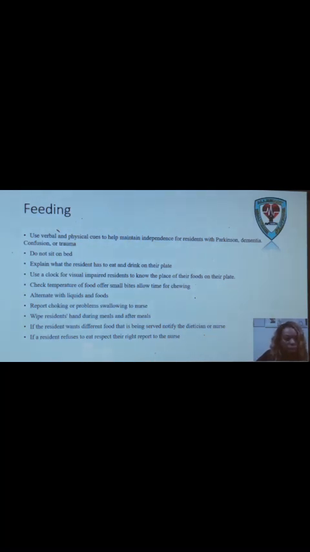Check the temperature of the food, offer small bites, and allow time for chewing. You want to alternate between liquids and food. You want to report any signs of choking or aspiration to the nurse. You're going to wipe the resident's hands and mouth during the meal. If the resident wants different food than what's being served, you want to notify the dietitian or the nurse. If a resident refuses to eat, respect their right, but also notify the nurse, especially if they are a diabetic resident. The nurse needs to know if they have not eaten their meal.